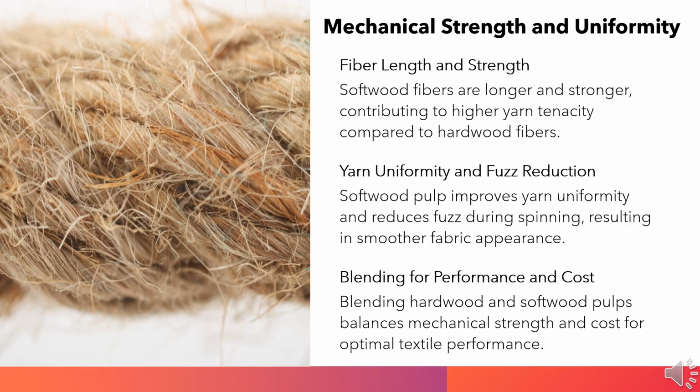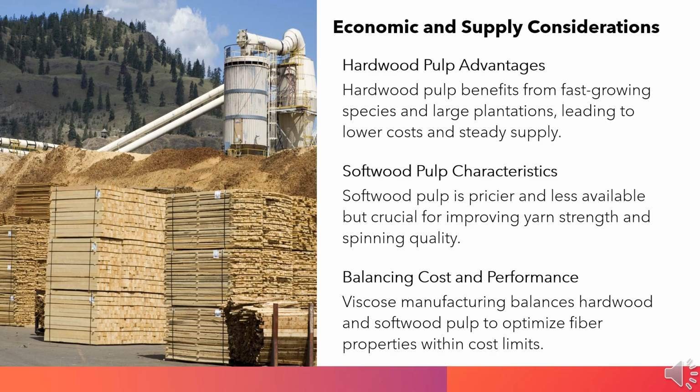Hardwood pulp is widely available due to large global plantations and faster growth cycles of hardwood species. This results in lower production costs and consistent supply, making hardwood the primary raw material in dissolving pulp markets. Softwood pulp, originating from slower-growing conifers and limited forest regions, is costlier and less readily available.